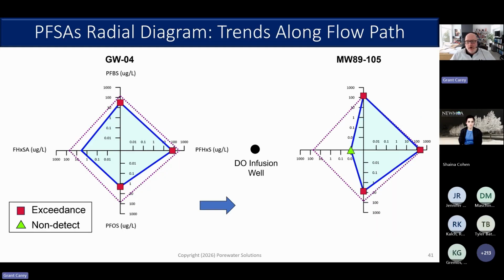So looking at the downgradient well, we see the precursor, FHxSA, has declined substantially by orders of magnitude at the well that's just downgradient or next to this dissolved oxygen infusion well. And the green symbol shows it's non-detect. So that tells us that at least near that DO infusion well, the precursor degraded. We also see that each of these species increased compared to the upgradient well. So that's showing we've got precursor biodegradation and daughter product increases in concentration. Same thing we used to do with chlorinated solvents, now we can do with PFAS to look for evidence of biotransformations.